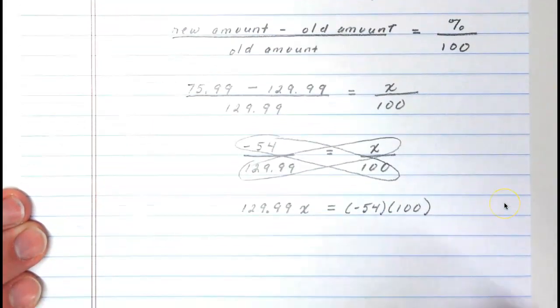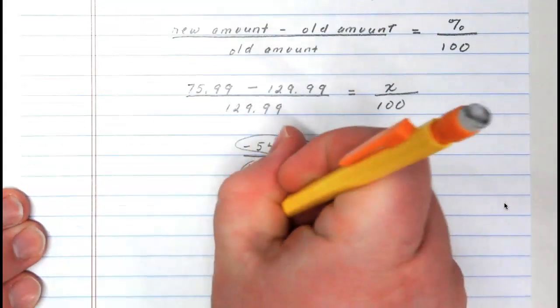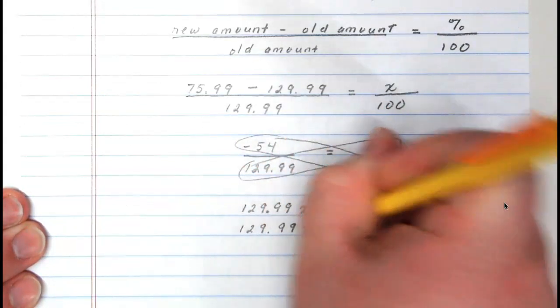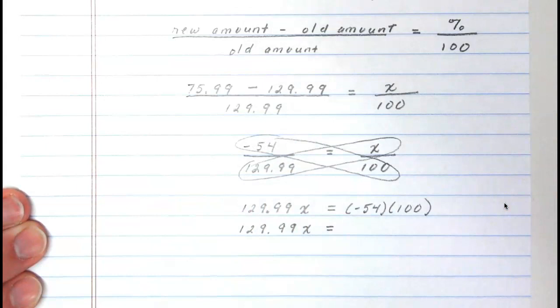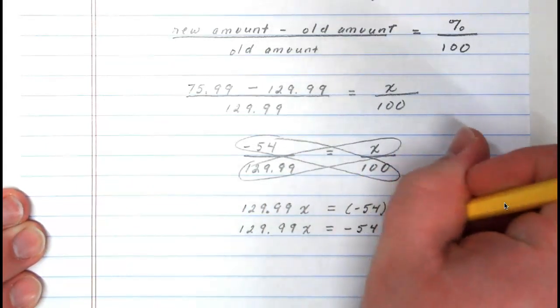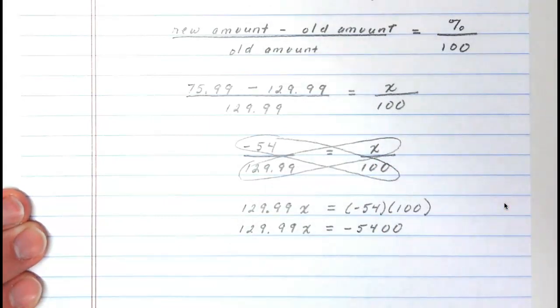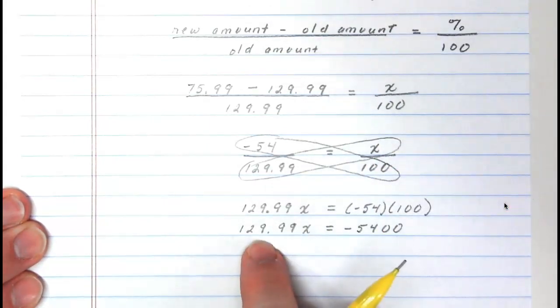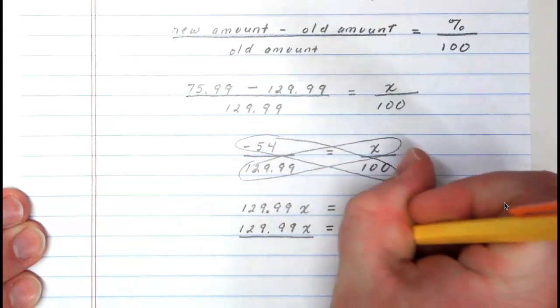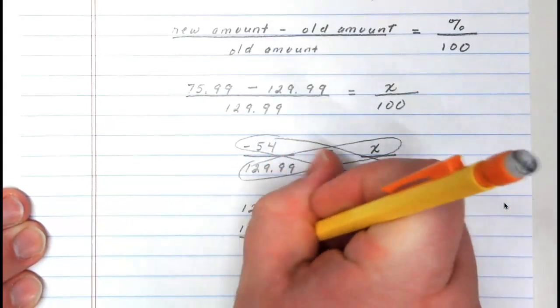So we have to do this multiplication over here, so the left side remains the same, 129.99x. And negative 54 times 100 is negative 5400. And now we just need to eliminate this 129.99 that's multiplying by dividing. So we're going to divide both sides by 129.99.